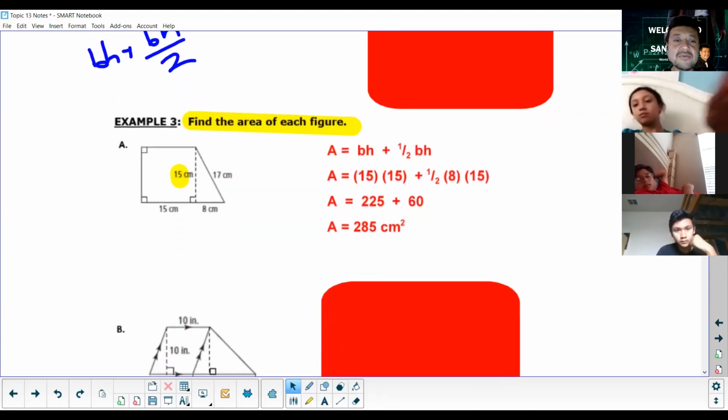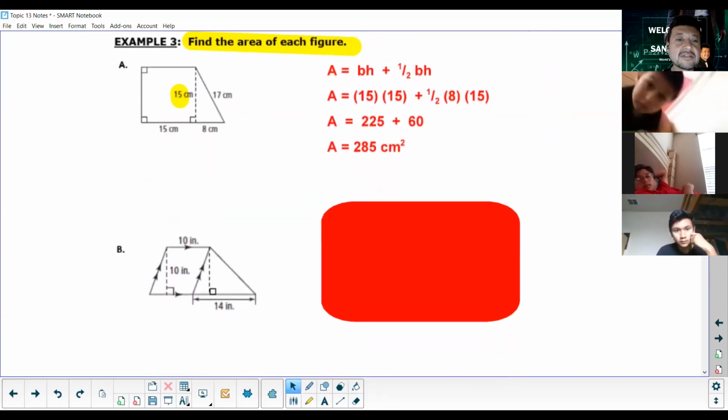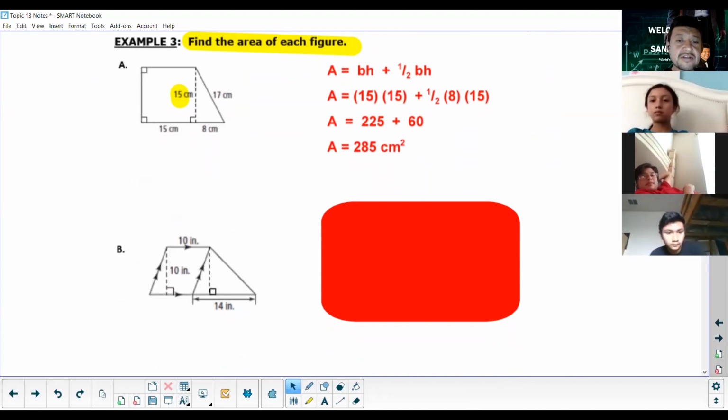All right, Max, walk me through the next one. How would I solve it? Okay, are those two triangles? Yes, there are two triangles. What else is there? A square. And a square. Good. So 10 times 10. How many things am I going to add together?